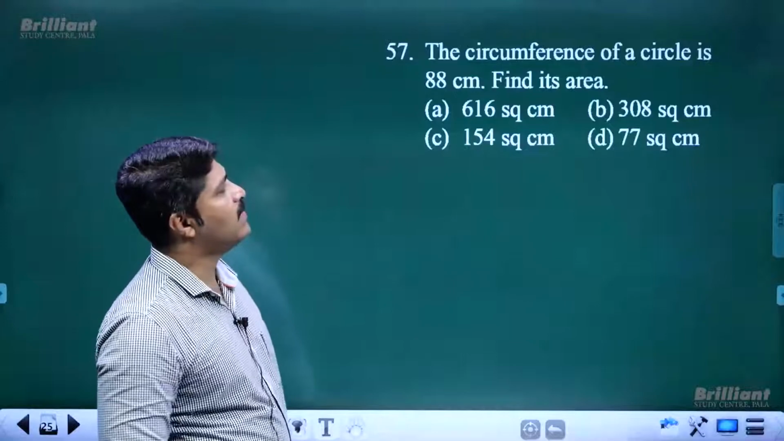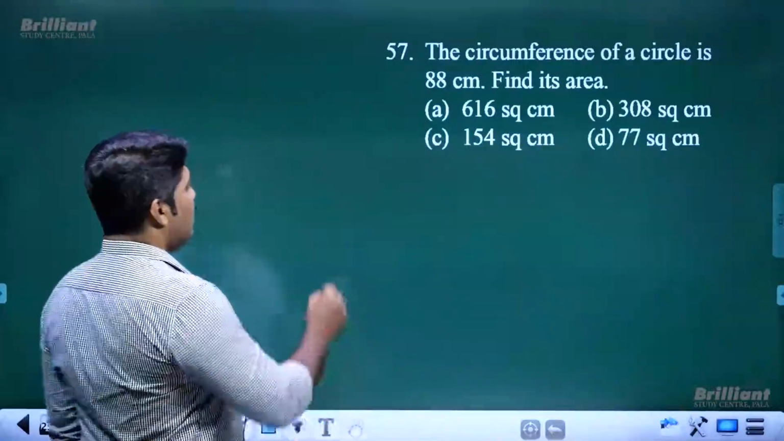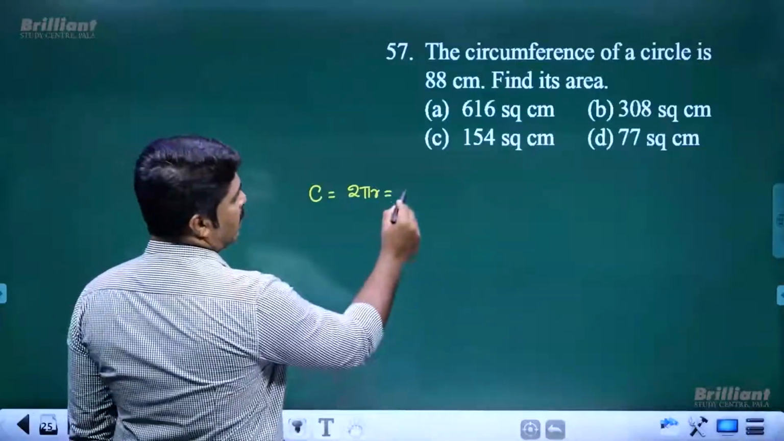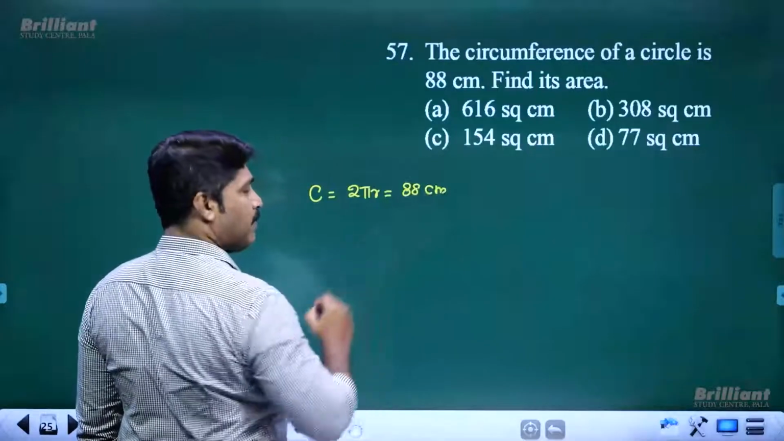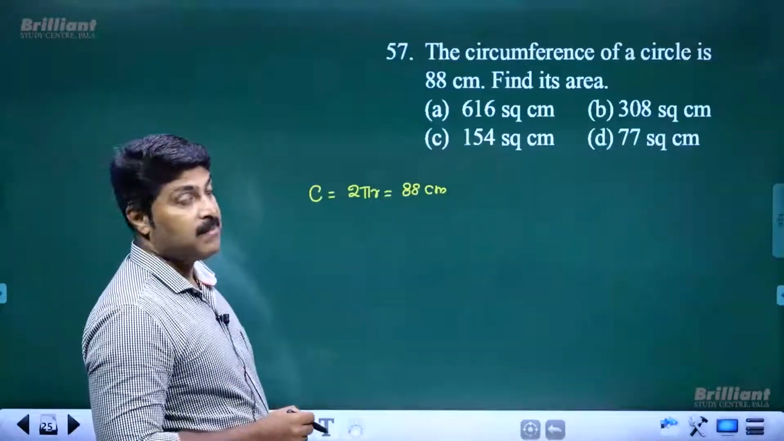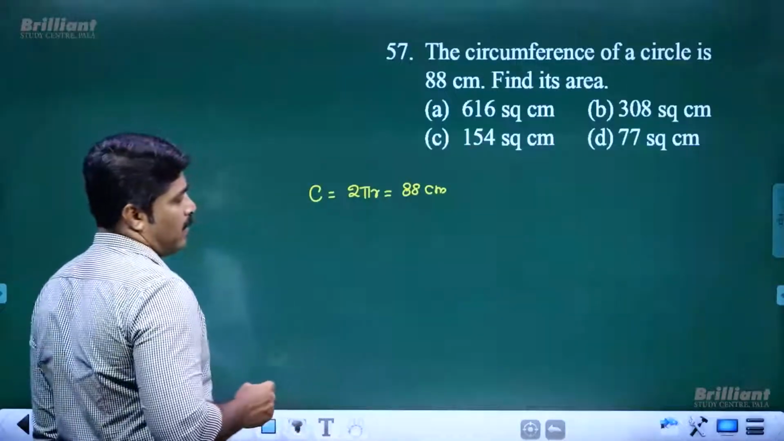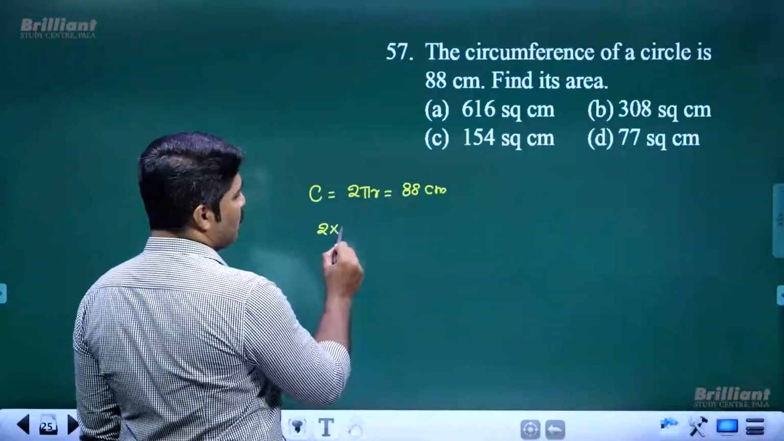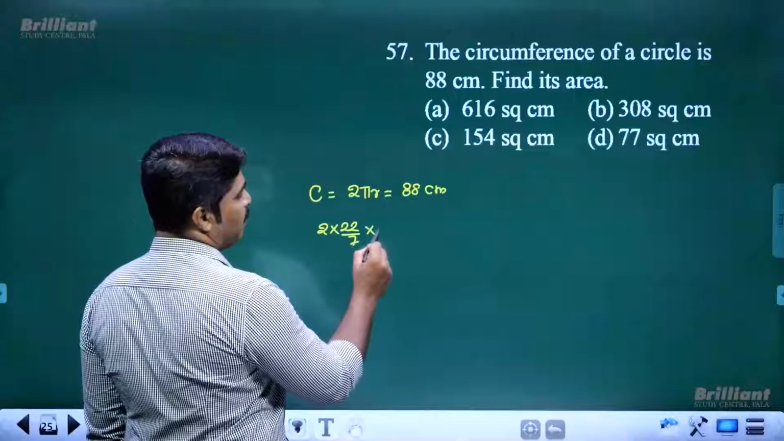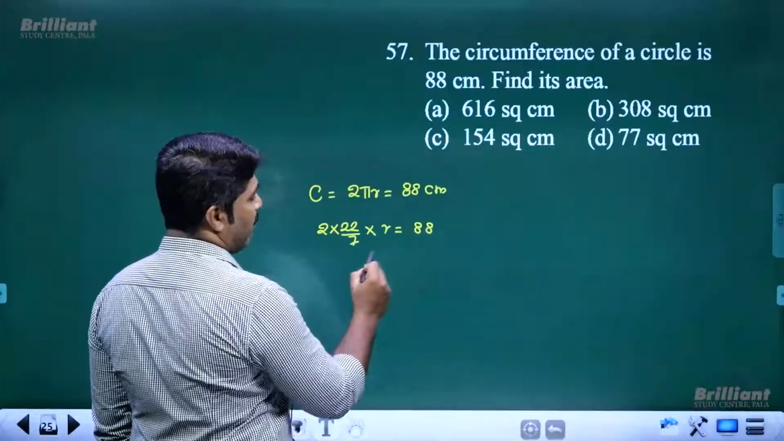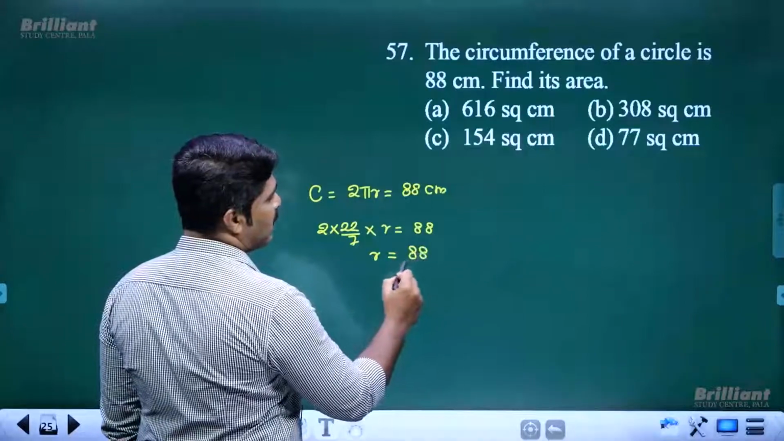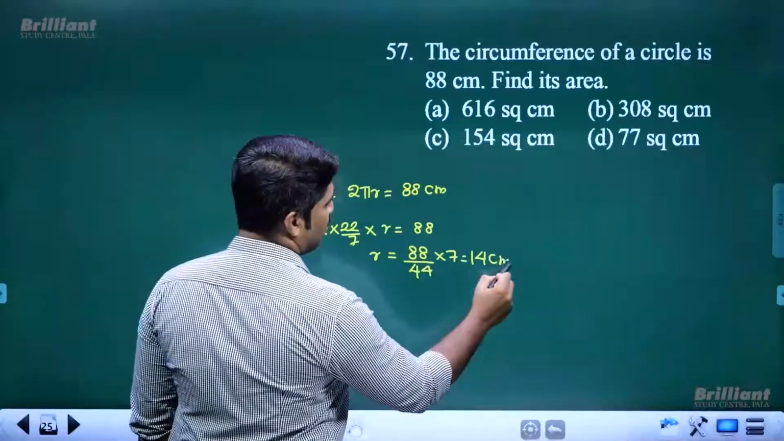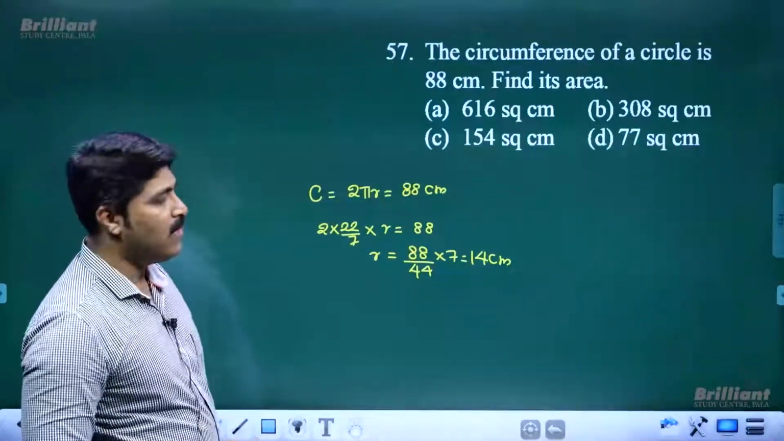The circumference of a circle is 88 centimeters. Find its area. Circumference of a circle is 2 pi r, which is equal to 88 centimeters. If you need to find the area, that is nothing but pi r square. From this step, we can find r. Here 2 into 22 by 7, that is the value of pi, into r, is equal to 88. Therefore, r is equal to 88 divided by 44 into 7, which is equal to 14 centimeters.